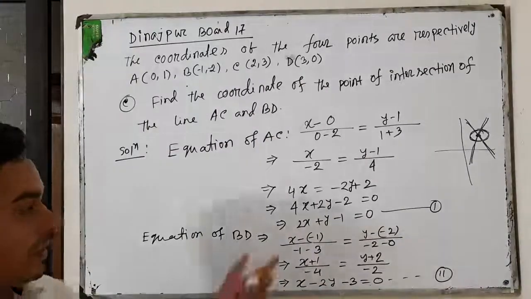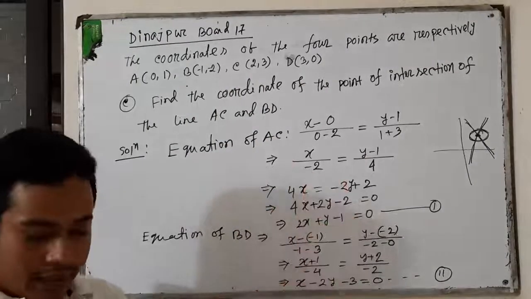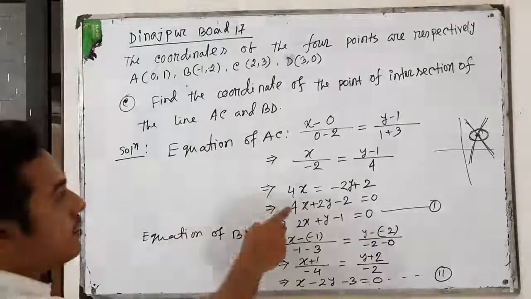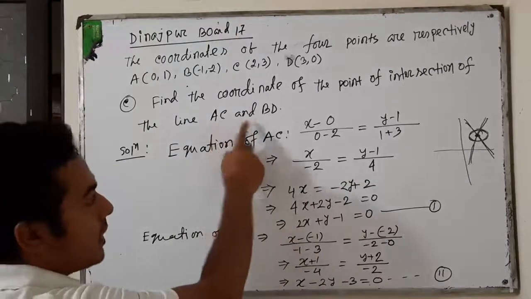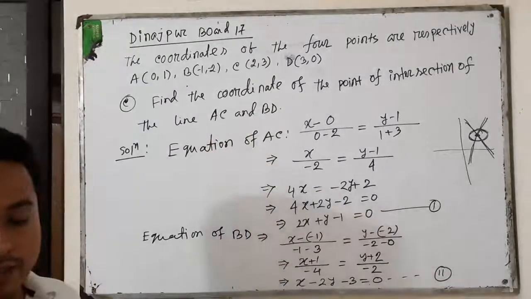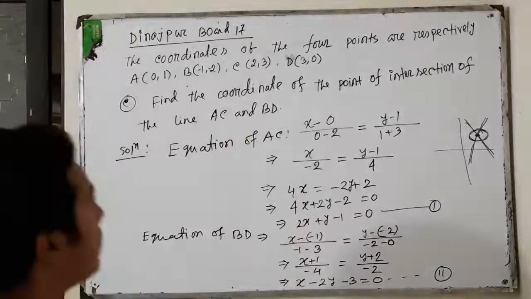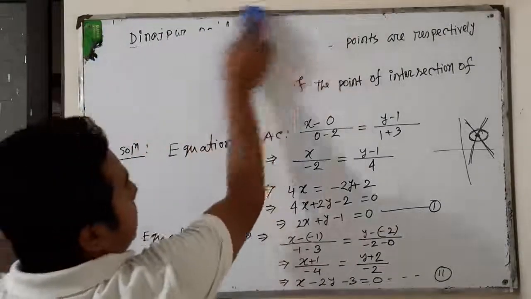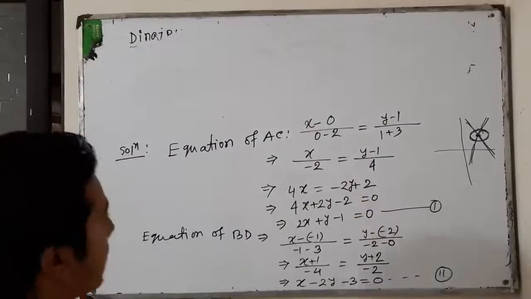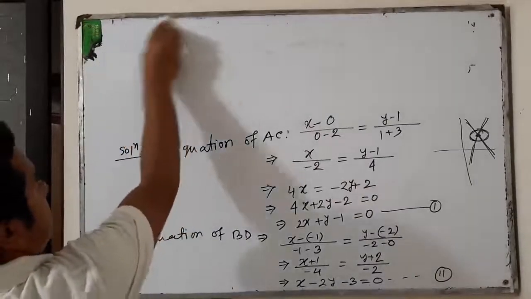Already you have got the equations of the two straight lines. Now, their solution is the intersecting point of AC and BD. What is the intersecting point? Their solution is the intersecting point. Okay, now we want to solve these equations.